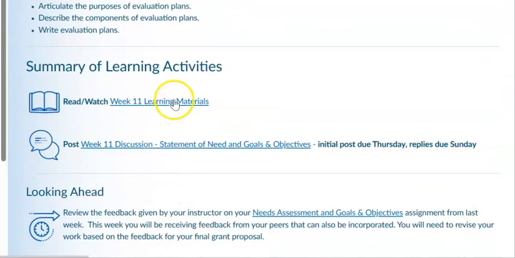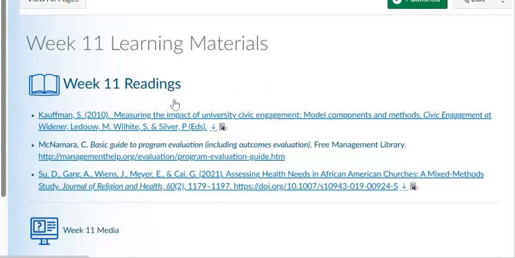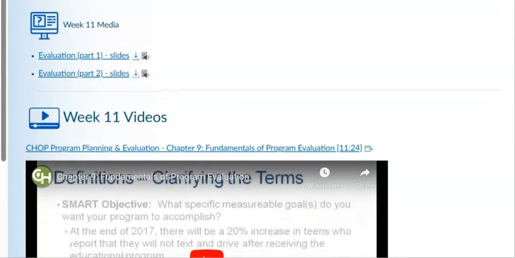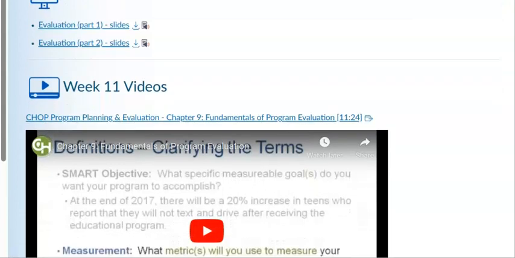The summary of the learning activities are as follows. There are several readings, one on measuring the impact of university civic engagement, which talks about civic engagement at Widener, one on a basic guide to program evaluation, and then one on assessing health needs in African American churches, a mixed methods study.